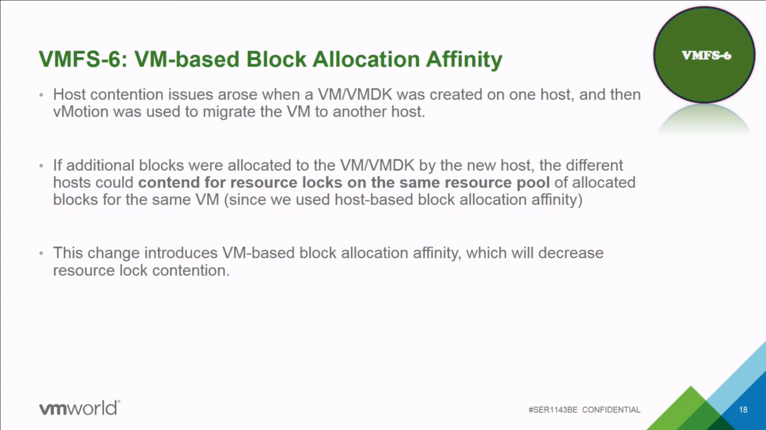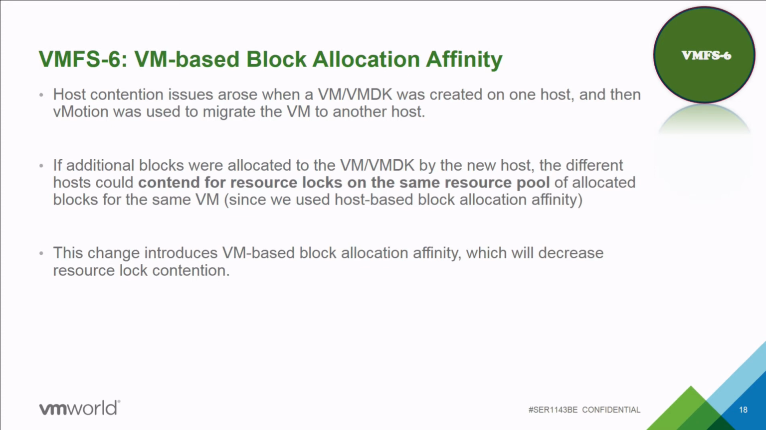So what we've done with VMFS is we've moved towards a VM-based block allocation mechanism. So now what happens is that we instantiate a new VM or create files for that VM. We look for these resource groups that no one else is using. And so every new VM will be given its own brand new resource group. So now it doesn't really matter whether the VM is vMotioned between lots of different hosts. The resource group is specific to that virtual machine, and there shouldn't be any contention. Now that's the first thing that we try and do.